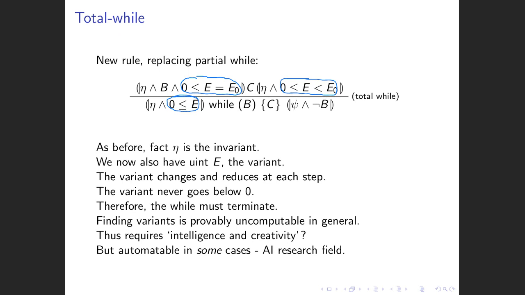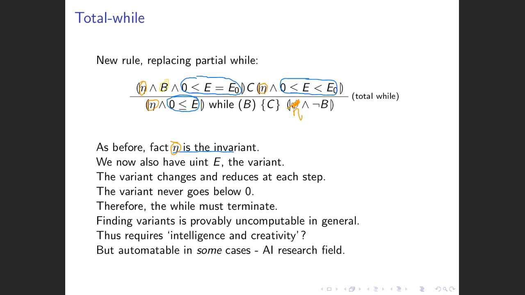So as before, eta is the invariant. Let's use some different colors. So look, there's our invariant. We're saying if the invariant holds on any one iteration, then it holds here. Then the invariant also holds for the whole thing. That's just as it was before.